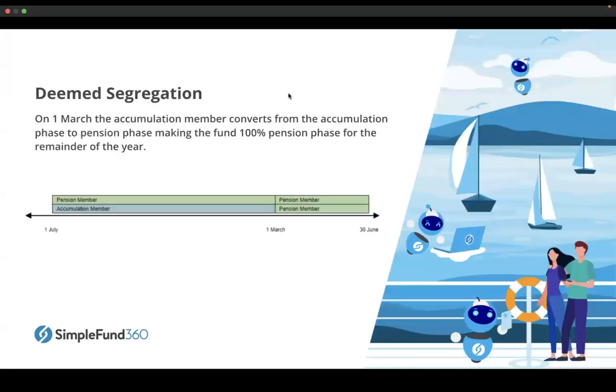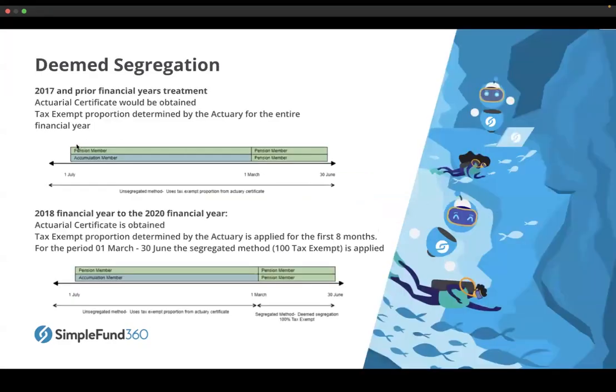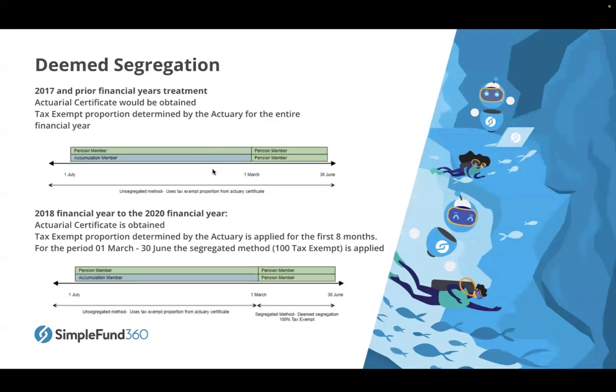And this is our example. On the 1st of March, one of the accumulation members converts from accumulation to pension phase. So here, let's say it's a two-member fund. You've got one member in accumulation, one member in pension, and at one date they all go into pension. So under our proportionate method, you will get one actuarial certificate, and that will apply for the full year regardless of how the fund is looking at a particular point in time.